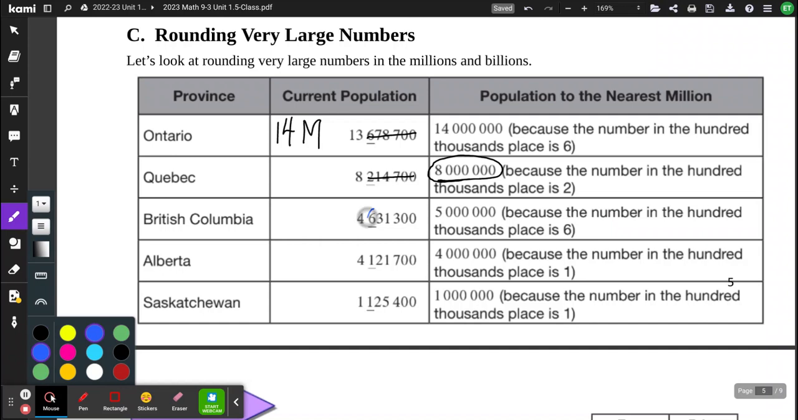Same as this one. The 6 is going to make the 4 add 1, but then they all change to zeros. The 1, pardon me, does not make the 4 do anything for Alberta, so it's going to round down to 4 million. Same thing with this one. The 1 for Saskatchewan does not make the other one do anything. We just cross them off. They all become zeros. Okay? So that's how you round very large numbers.